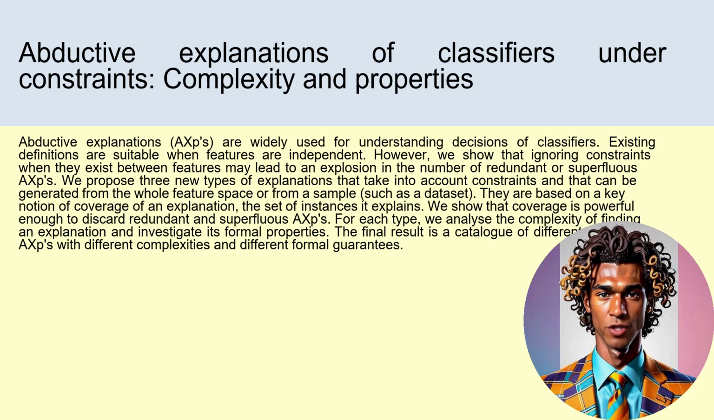This research aims to enhance the interpretability of classifiers by providing more concise and relevant explanations, which could lead to better understanding of complex decisions made by artificial intelligence models. For instance, imagine a classifier that predicts loan approval based on factors like income, credit score, and debt to income ratio. If these factors are interlinked, traditional explanations might generate a lot of redundant explanations. This research offers a way to identify and discard these redundancies, leading to simpler and more meaningful explanations.